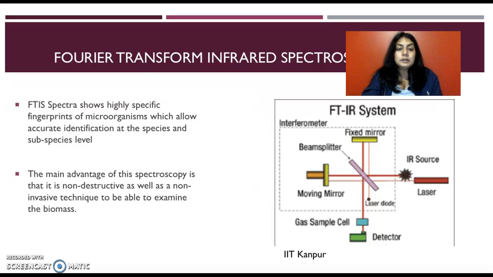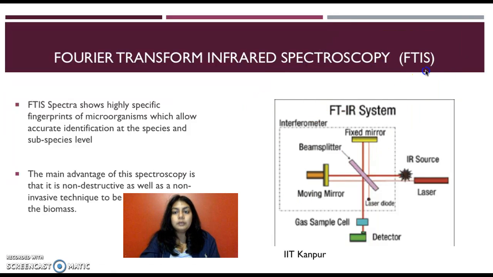The Fourier transform infrared spectroscopy, or the FTIS, shows highly specific fingerprints of microorganisms, which allow accurate identification at the species and subspecies level. The main advantage of this spectroscopy is that it is non-destructive as well as non-invasive. These two characteristics enable the biomass to be examined to completion.